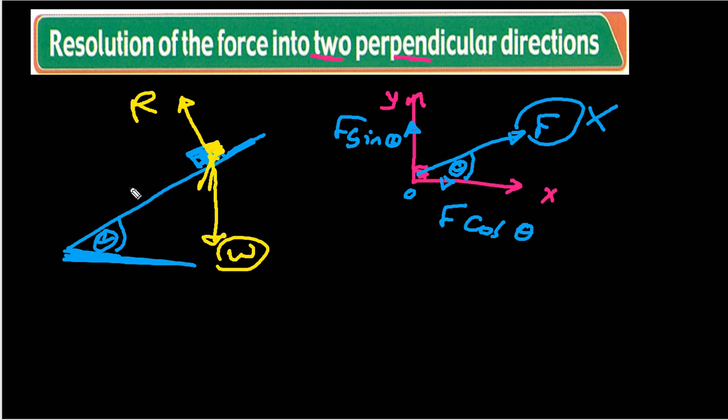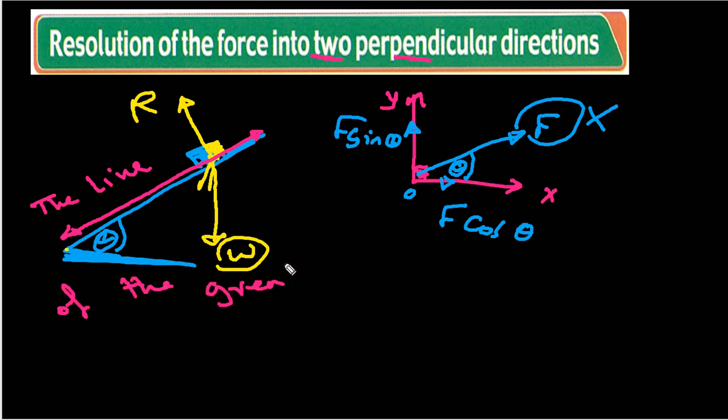Now, if you draw the line of inclination of the plane here, like this one here, this is called what? This is called the line of the greatest slope. The line of the greatest slope. Okay, this is our main idea.